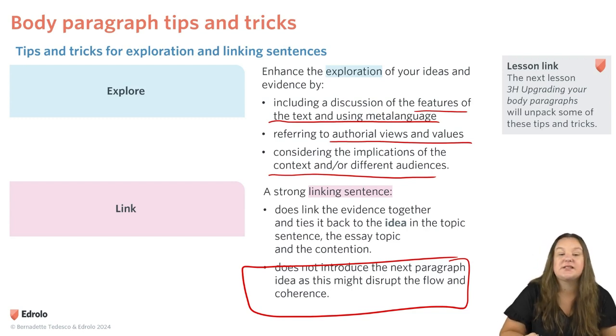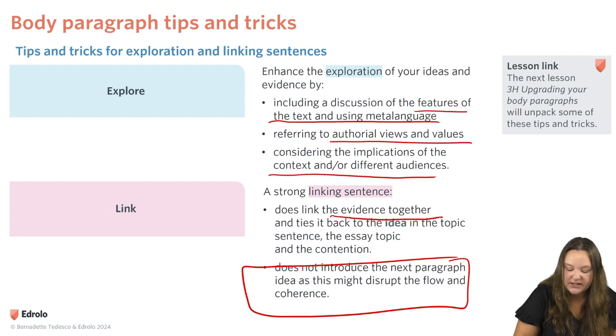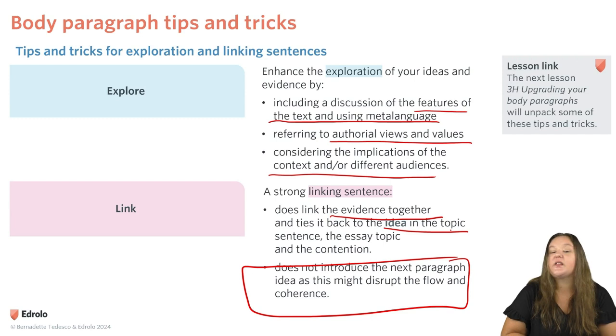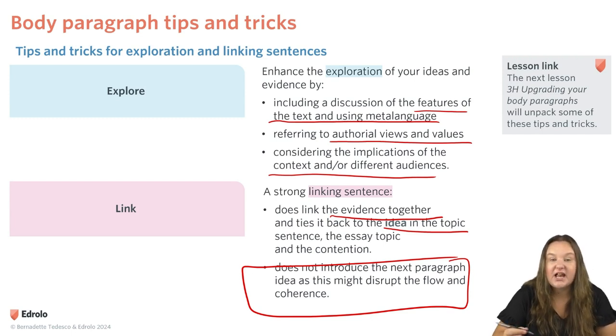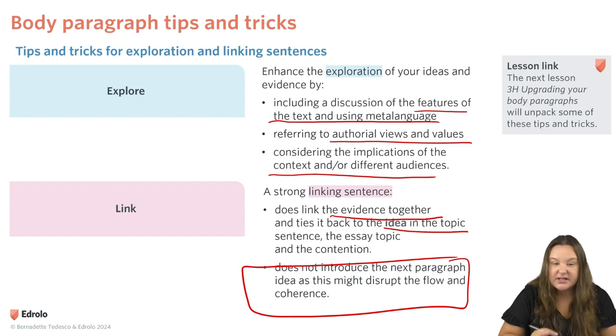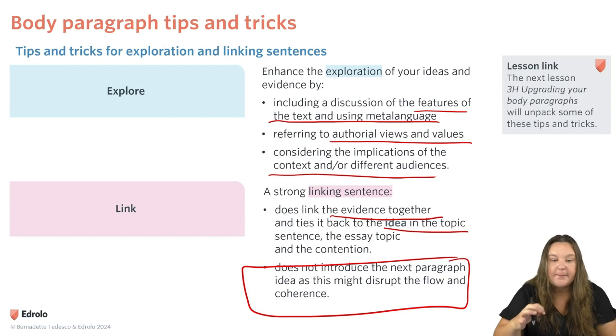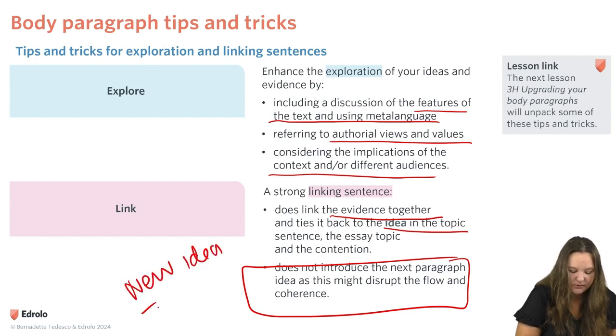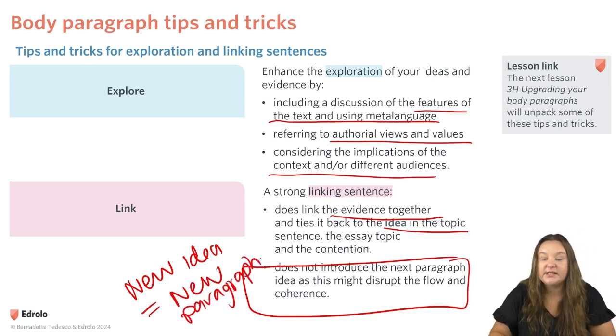A linking sentence is about bringing all that evidence together and tying it back to the idea in the topic sentence. And specifically, what your contention is and how that idea develops your contention. That's the purpose of a linking sentence. So be careful, no new information in your linking sentence. It's really about bringing it all together. And remember, a new idea belongs in a new paragraph. So don't introduce your next paragraph in your linking sentence.